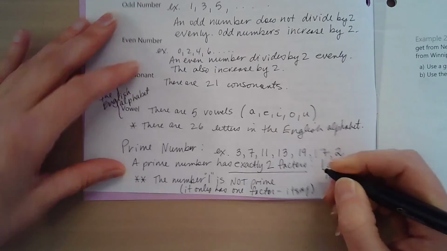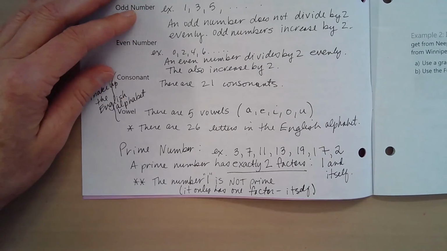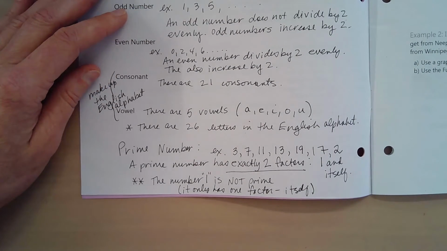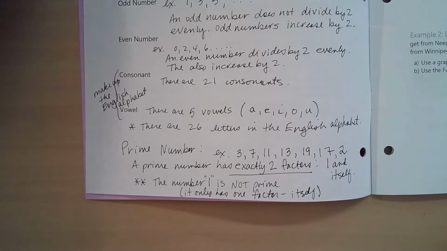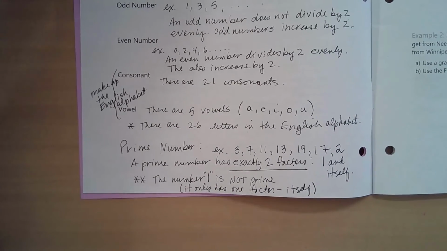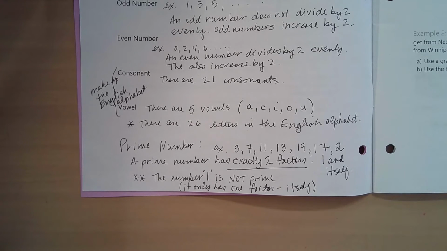So 1 and 2 are kind of interesting numbers, right? 1 is not prime because it doesn't have enough factors. 2 is prime even though it's even, but it would be the only even number that's prime. And not every odd number is prime either. There's lots of odd numbers that are not prime: 9, 15, 21, 27, 35, right?